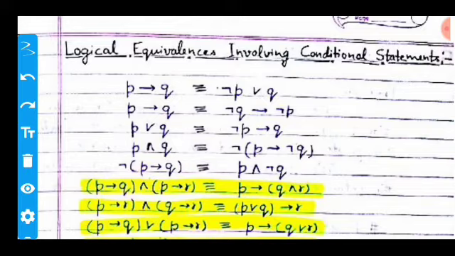Here the conditional statement of P implies Q, and P implies R, combined with AND, and the conditional statement of P or Q implies R, and it is similar for that. There is another equivalence for conditional statements.